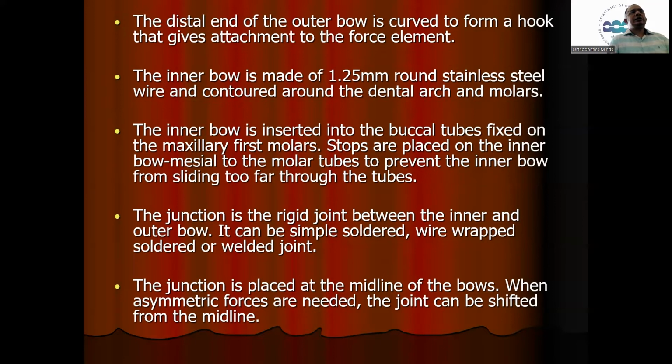The junction is rigid and solid. The junction is the rigid joint between the inner and the outer bow. It can be a simple soldered, wire wrapped, soldered, or welded joint. The junction is placed at the midline of the bows. When asymmetric forces are needed, the joint can be shifted from the midline.